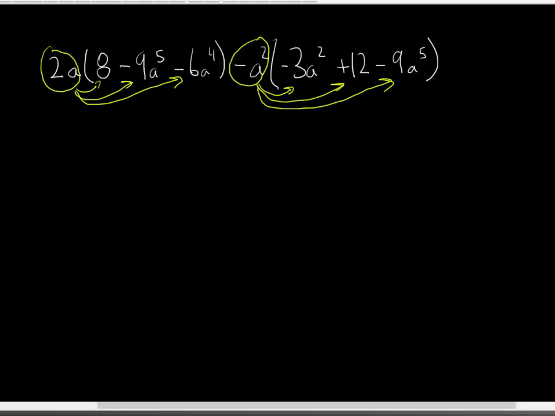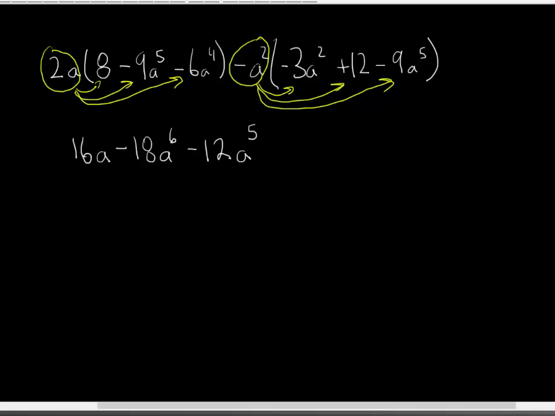Constants first. 2 times 8 is 16. A comes along for the ride. 2 times negative 9 is negative 18. A times a to the 5th is a to the 6th. 2 times negative 6 is negative 12. A times a to the 4th is a to the 5th.